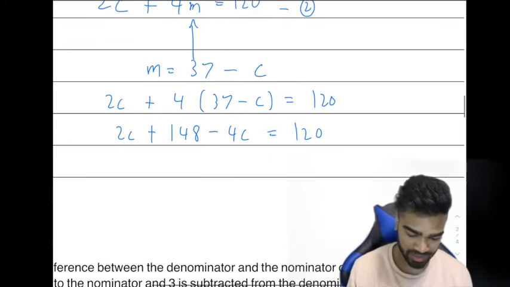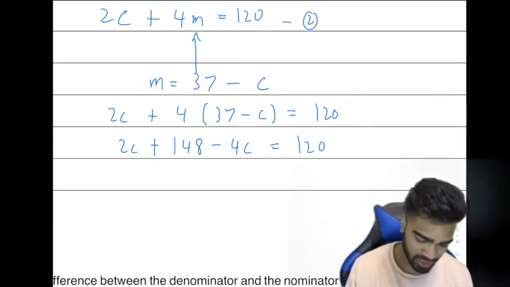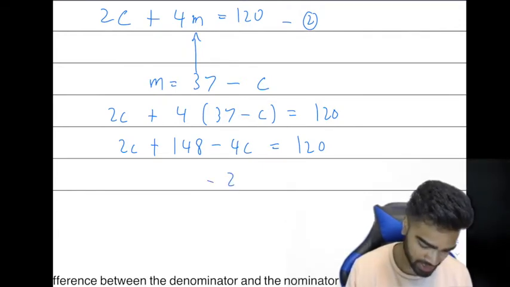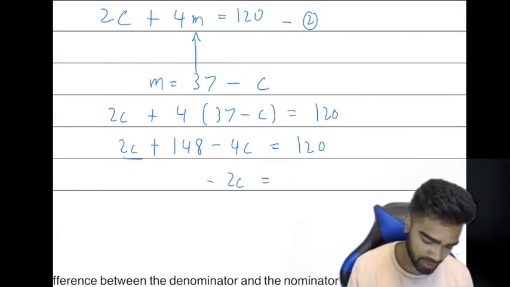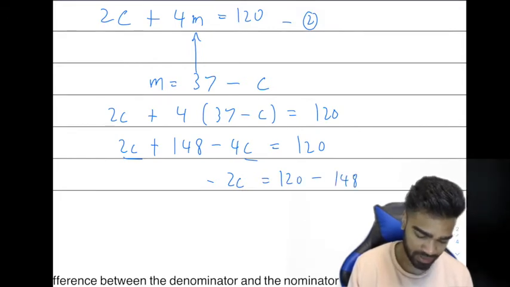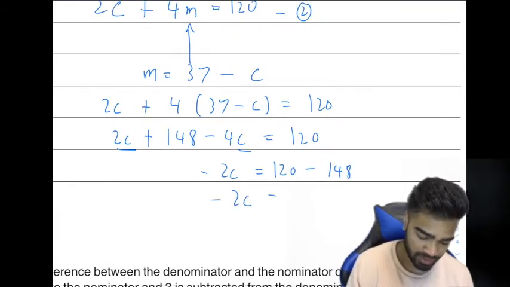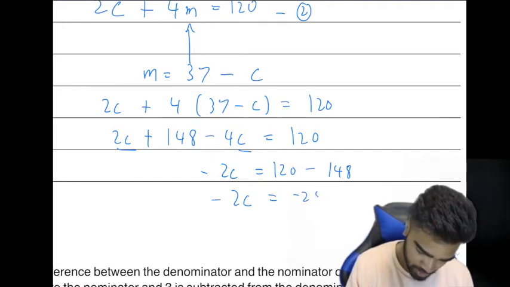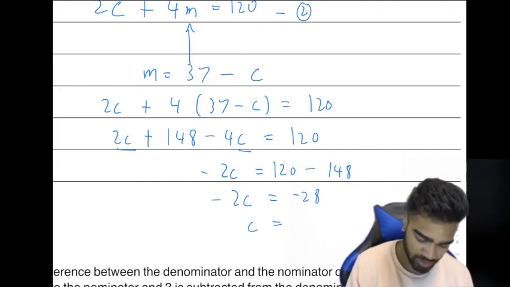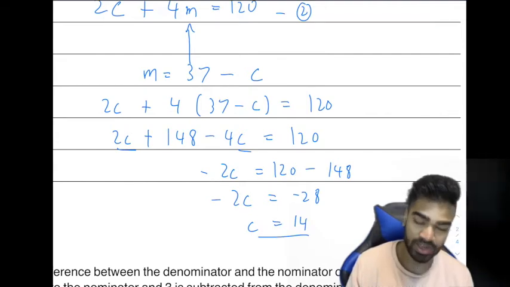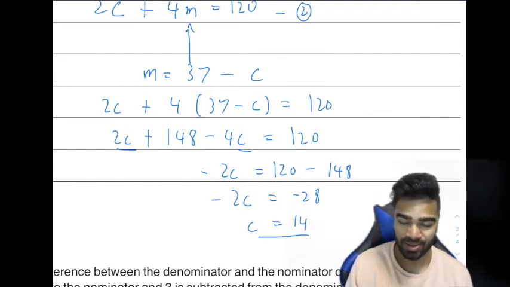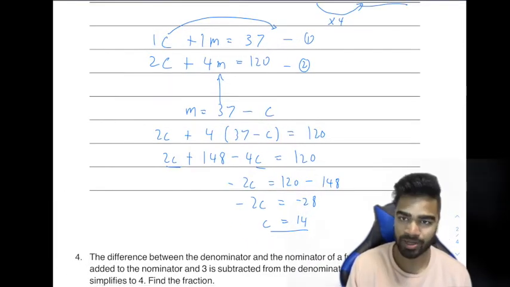Okay, big numbers, but we'll keep going. 2c minus 4c is negative 2c. I'm just collecting like terms, and we have to do 120 minus 148 if I take it to the other side. So negative 2c is equal to negative 28. C would be, if you divide by 2, 14.